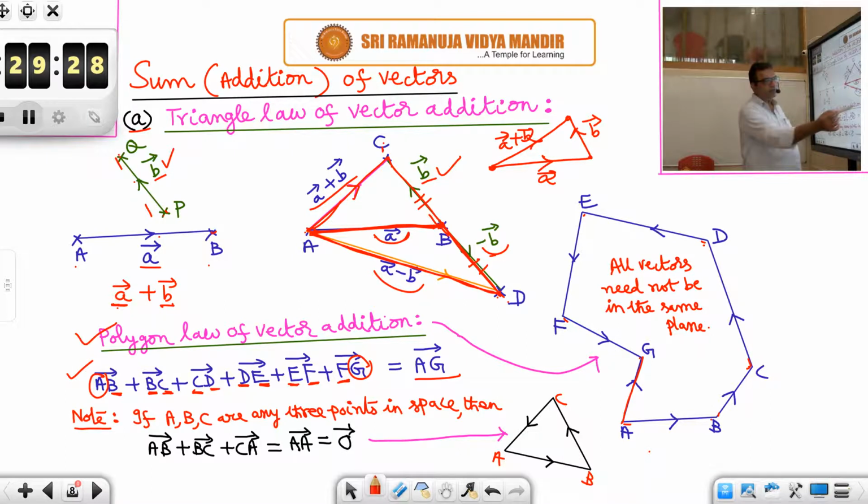Even though I have shown these vectors in the same plane, the vectors need not be in the same plane. I cannot show a 3-dimensional figure here, is it not? That is why I have shown all the vectors in the same plane, but some of them may go out of the plane also. From D it may go out like this, E, F like that. So they need not be coplanar. So this law of addition of vectors is the polygon law of addition of vectors. Any number of vectors can be added using this law. Okay.